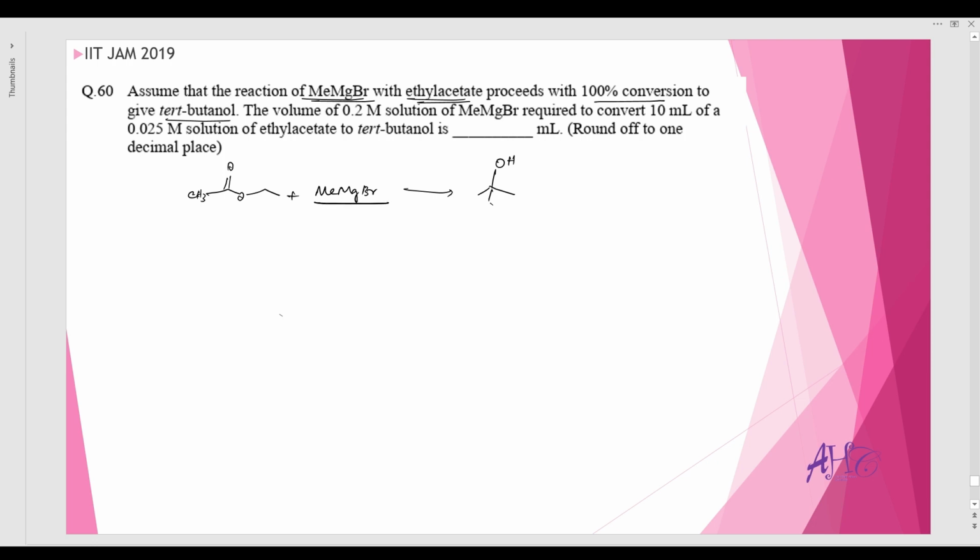So this is your Grignard reagent. So what will the Grignard reagent do? It will always undergo 1,2 addition. So what happens is your Me minus will go and attack this position, thereby it forms an O minus group.